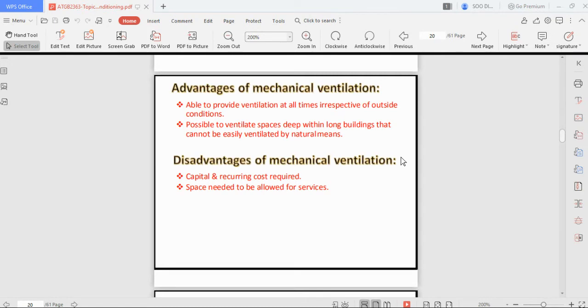The next disadvantage of mechanical ventilation is that you need space for services. You need to provide the space to install your fan. You need to provide the space for all your ducting to carry the air from the room out. Because if you have a fan and you do not have a body or medium to carry all this air from a room to the outdoors, then this is not considered mechanical ventilation.